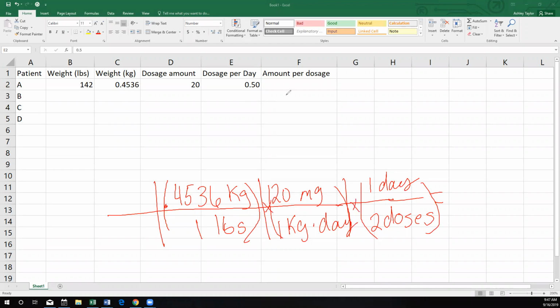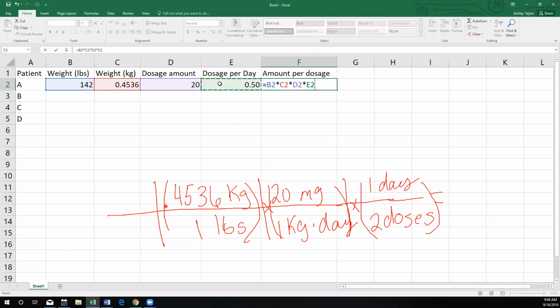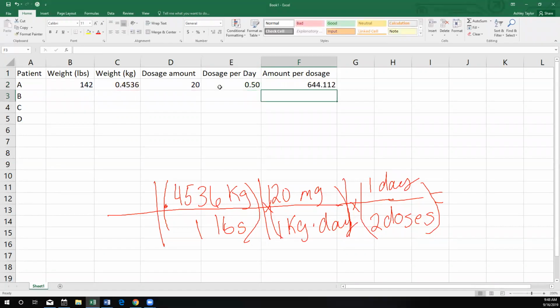Okay, so now I should get my amount per dosage, but how do I do that? How do I have Excel calculate that for me? So I have my amount per dosage. So I'm going to calculate this via a formula. So I'm going to put equals, and then I'm going to click on my weight of my patient A. Then I'm going to press the multiplication symbol. Then I'm going to press on the weight in kilograms, multiplication symbol, weight of dosage, multiplication symbol, and dosage per day. And then I'm going to hit enter.